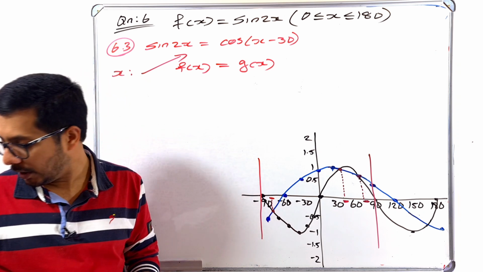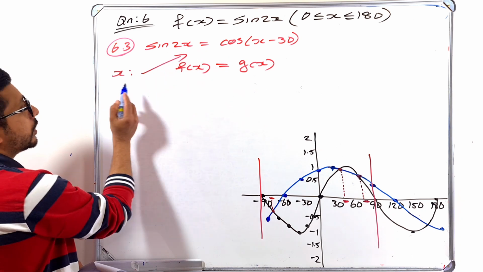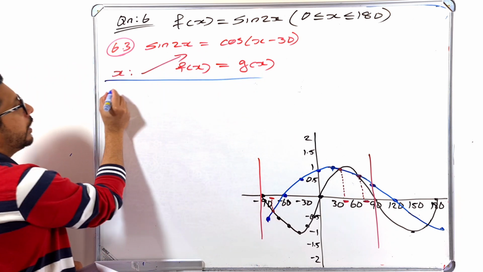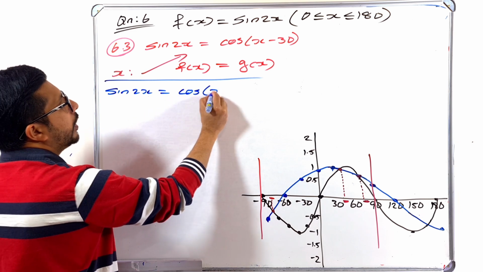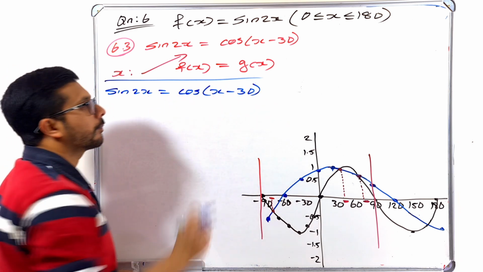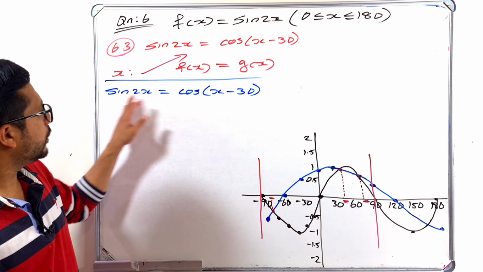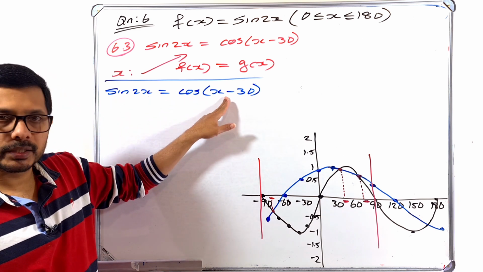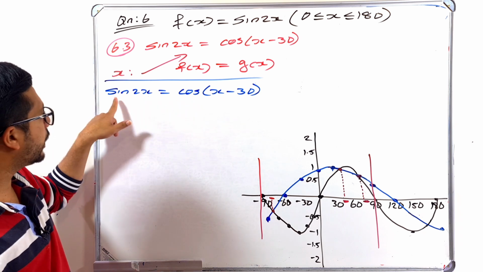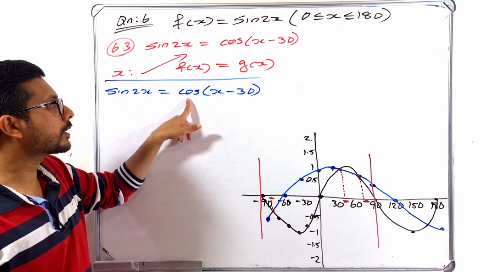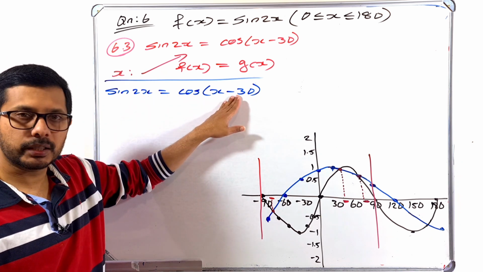Okay, so let's write that one once more. This equation, let me write it here. Sin 2x is equal to cos of x minus 30. So maybe in your class you studied this. If in case here it is sine, then sine of an angle is equal to sine of an angle, then we can say that the two angles are equal.